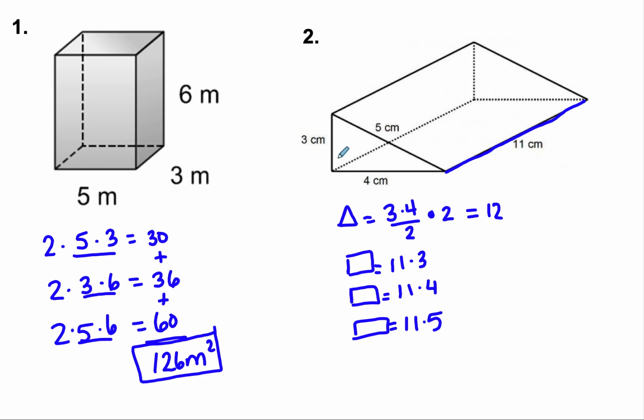So the 11 by 3 rectangle is the long, skinny one right there. That's going to have an area of 33. The 11 by 4 rectangle is the one on the bottom here. It's going to have an area of 44. And then 11 by 5 is the one that's kind of on the top here, slanted. That would have an area of 55.